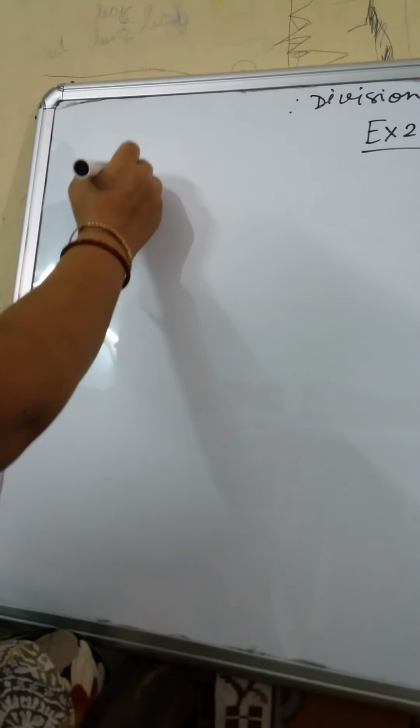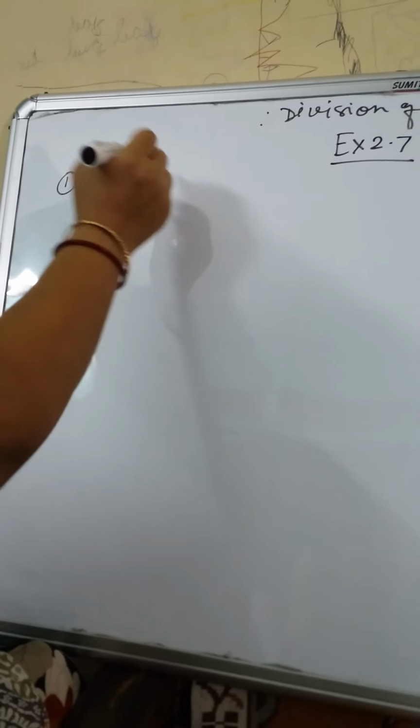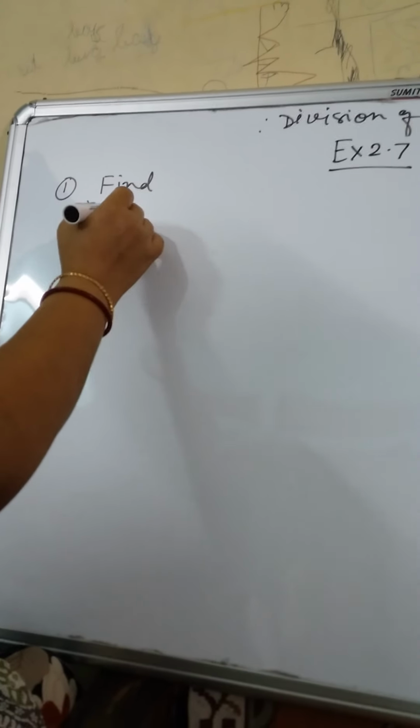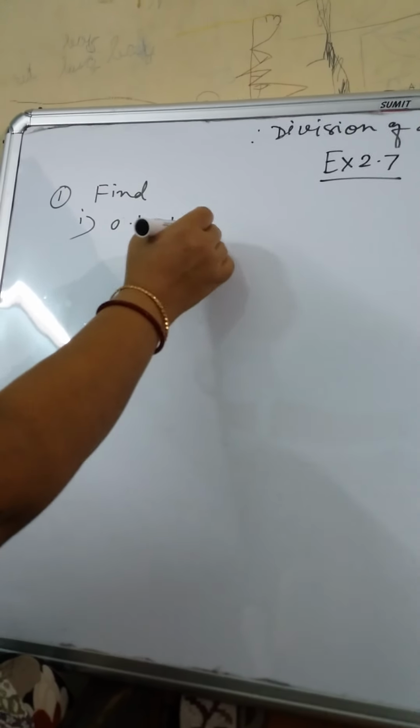Now we will discuss exercise 2.7. Question number 1: find the values of the following. Question number 1 is 0.4 divided by 2.